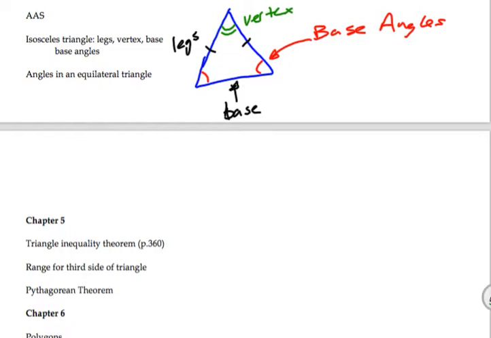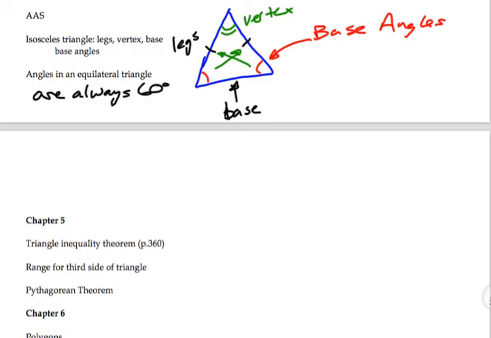And then just remember, this is across from here, this is across from here. So those base angles are equal. That makes the legs equal. And then angles in equilateral triangles are always 60 degrees. So just make sure.